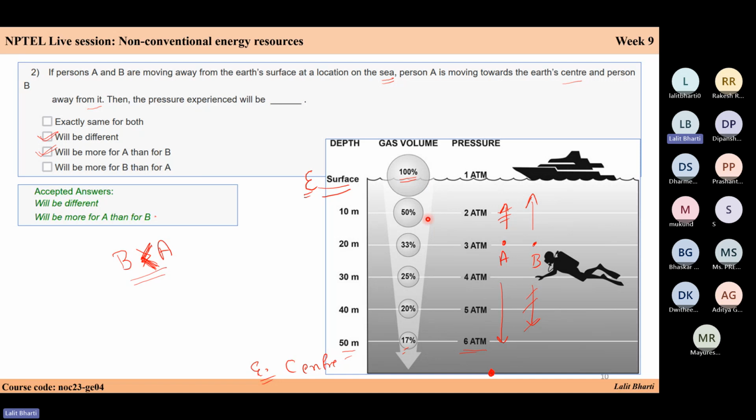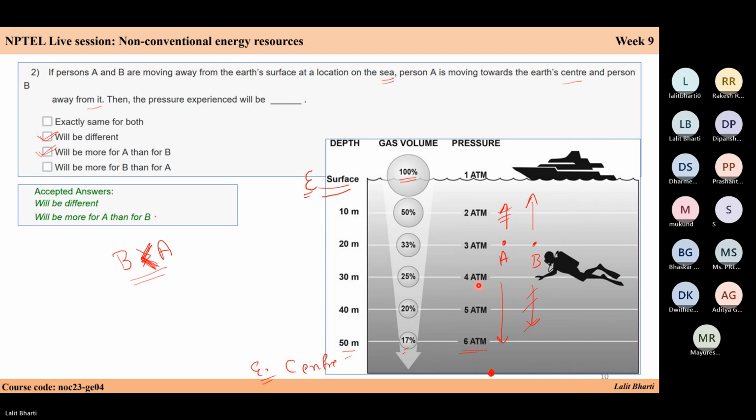So we know as you go deep in the sea, your pressure will increase. If you have, let's say, 100% gas volume, just going to the 10 meter mark, your volume will be half. So the pressure is 2 atm. Atm means atmospheric pressure. So at the 10 meter mark, your pressure will be double the atmospheric pressure. And if you get to the 50 meter mark, your gas volume will be only 17%, and you will face 6 atm pressure.